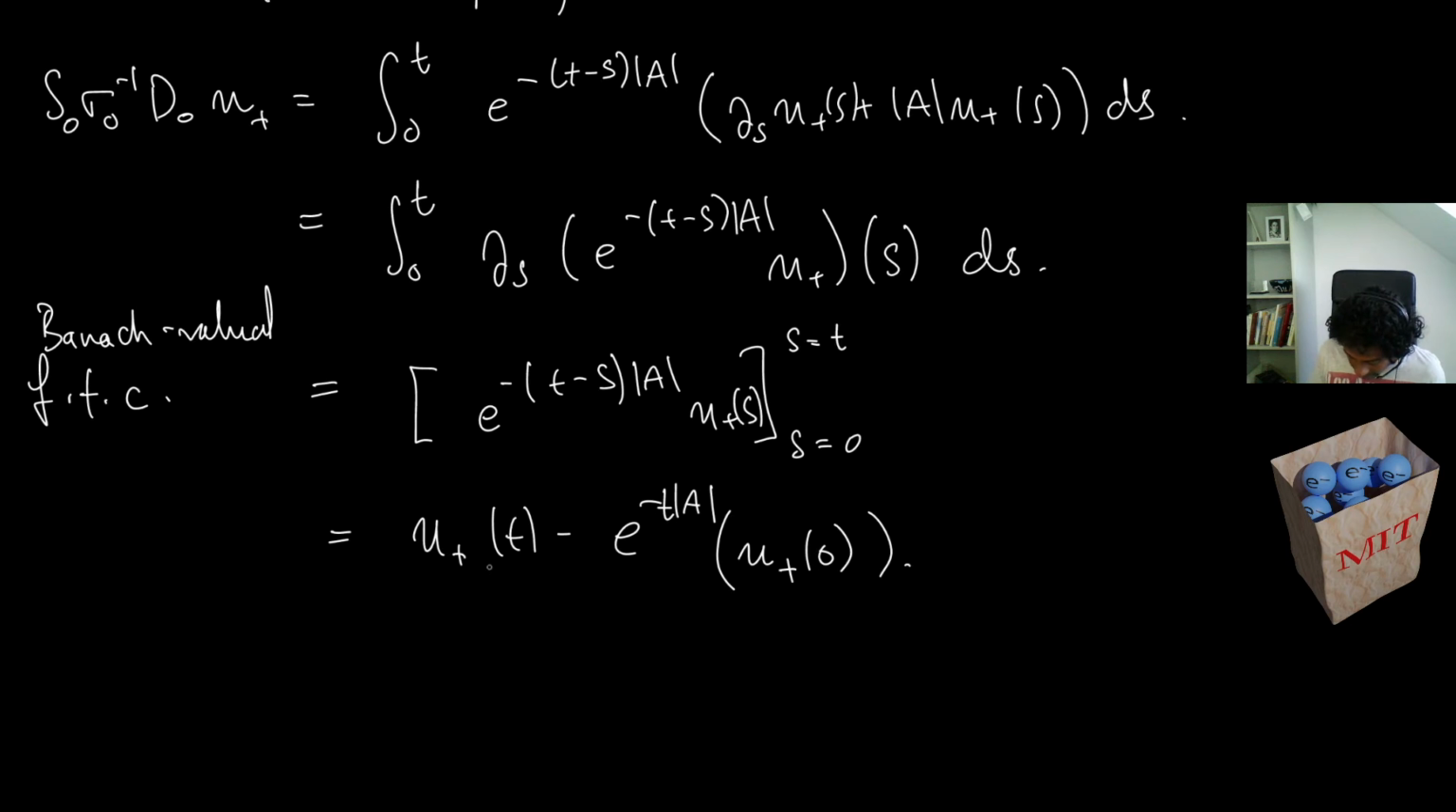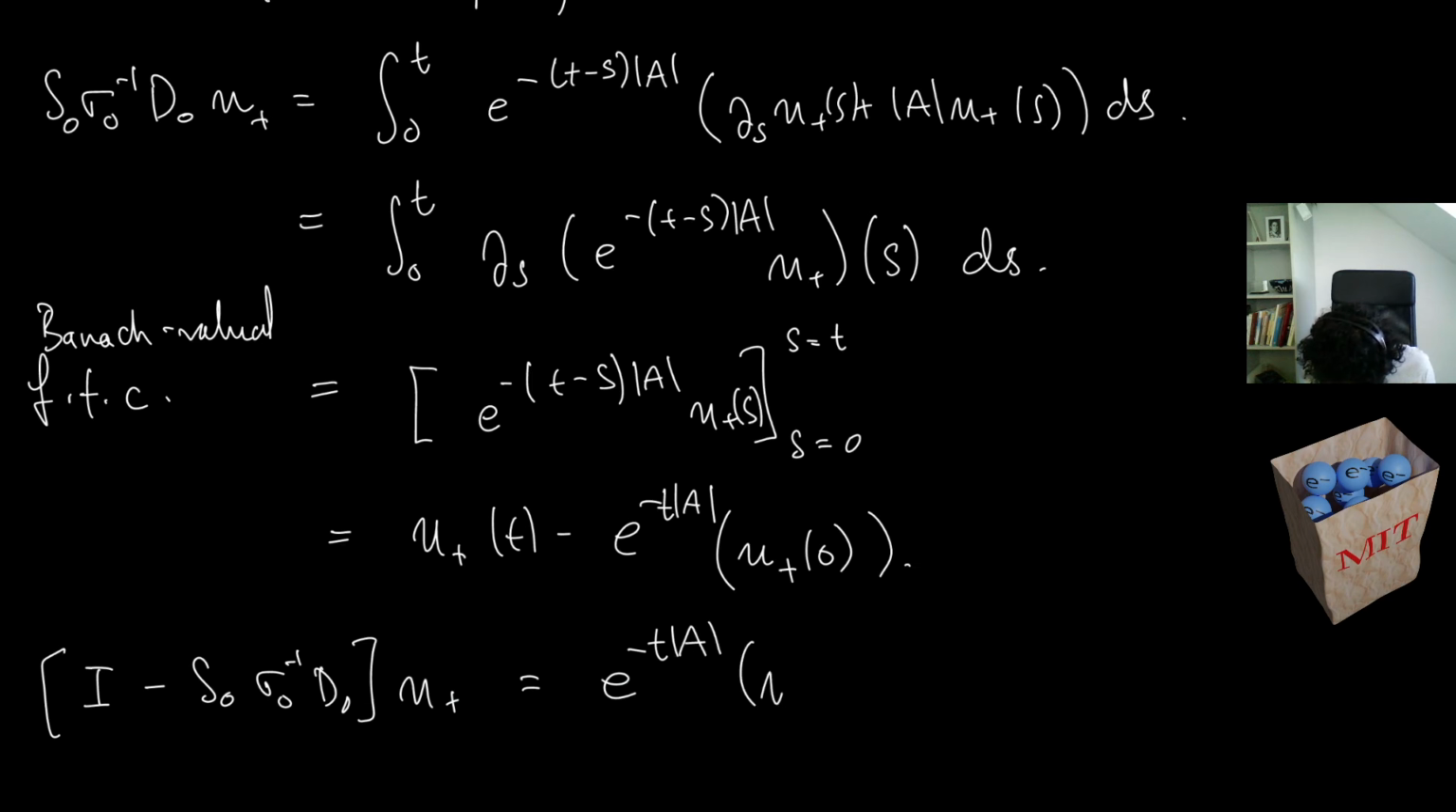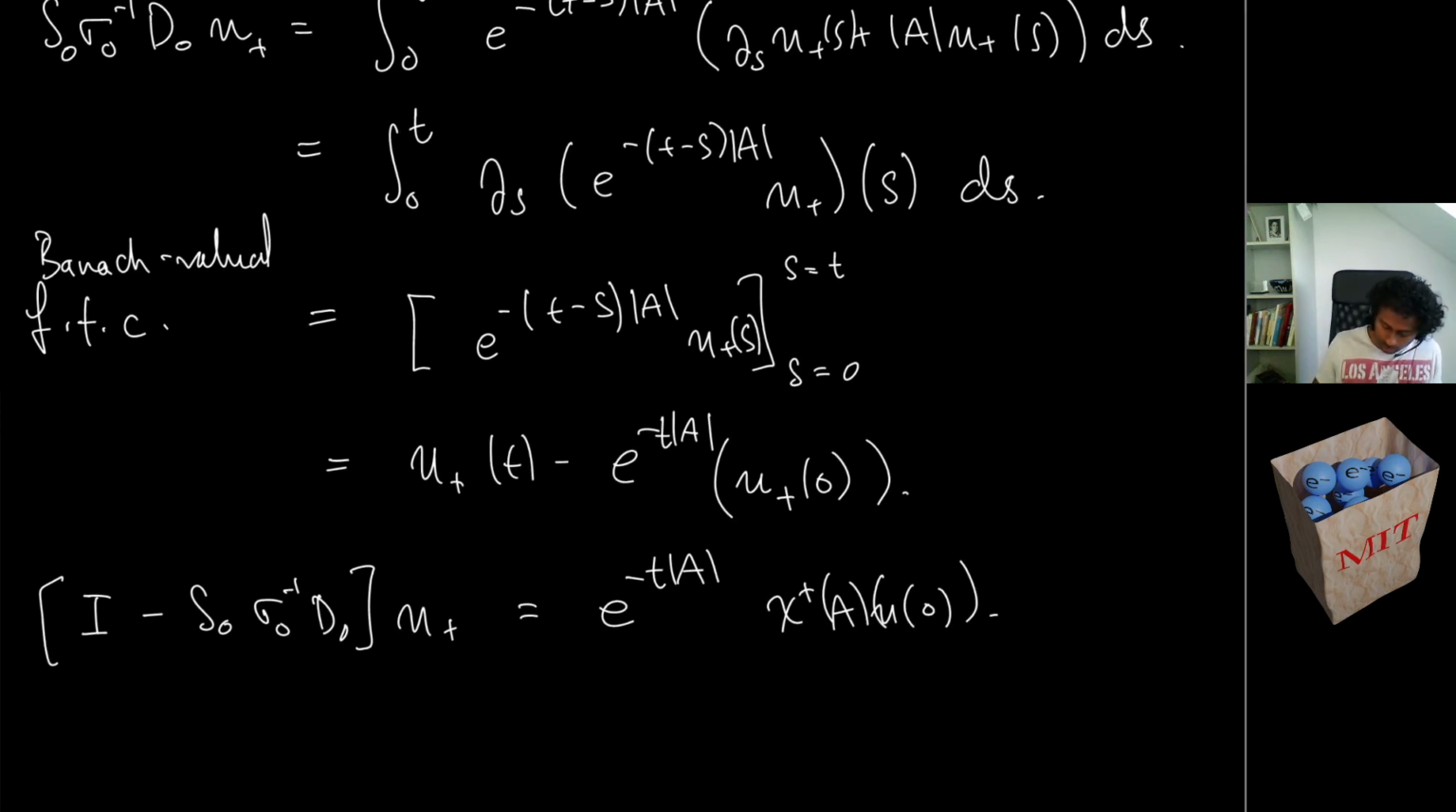So this is the identity, right? If we now multiply by a negative sign and pull the u plus across, this gives us that I minus s naught sigma naught inverse d naught of, with brackets here, u plus is precisely equal to e to the negative t modulus a u plus, well, I'll write it just here, chi plus of a u applied to 0. Good.